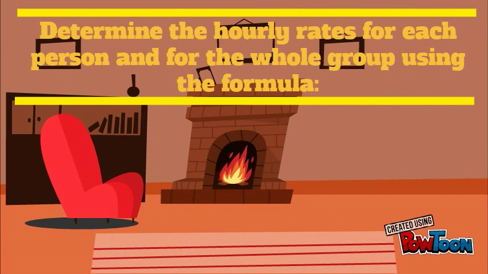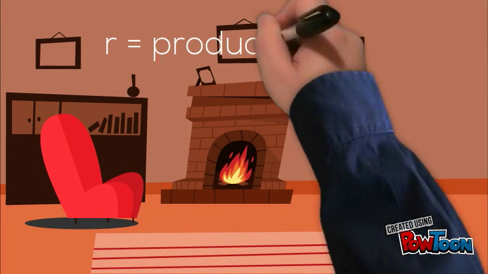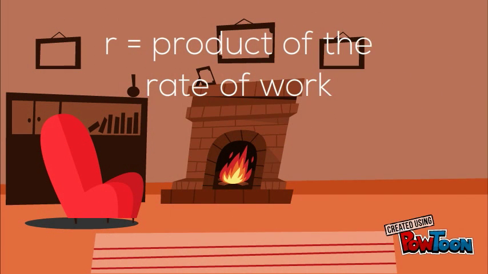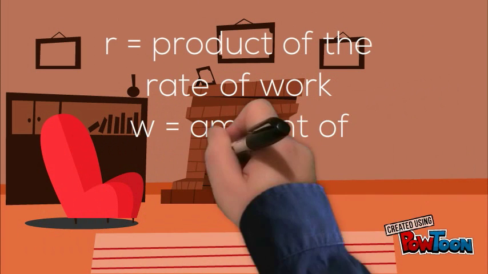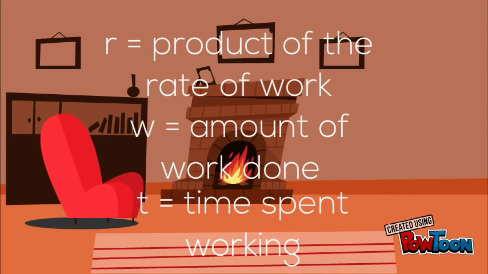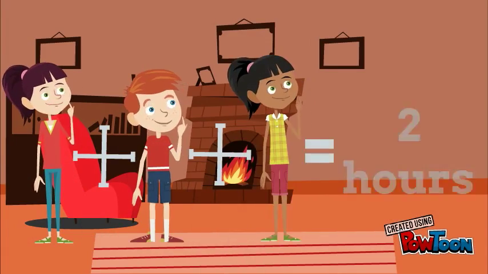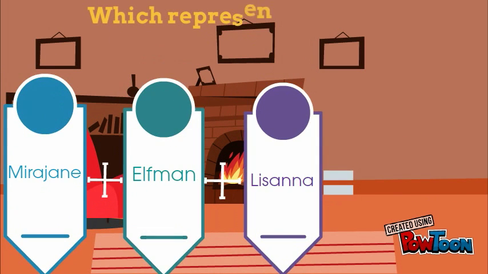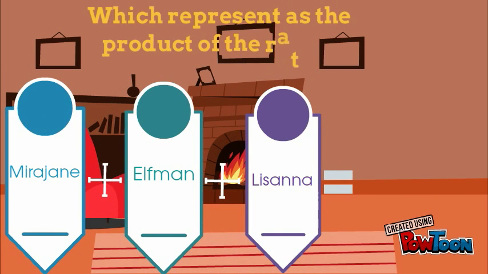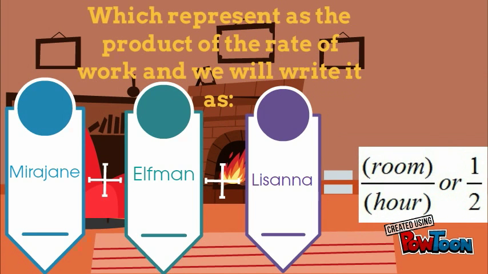Determine the hourly rates for each person and for the whole group. Using the formula R equals W over T, where R is the rate of work, W is the amount of work done, and T is the time spent working. They can paint the room in 2 hours, so we write it as room over R, or 1 over 2.